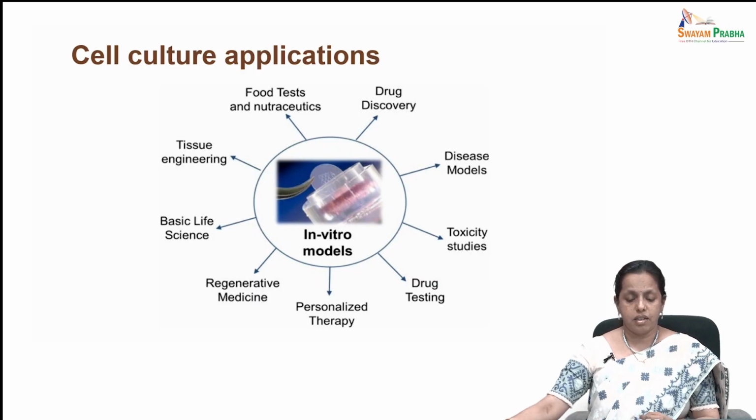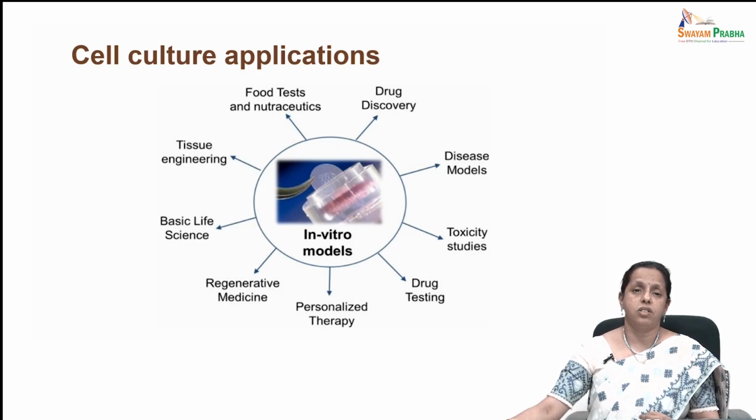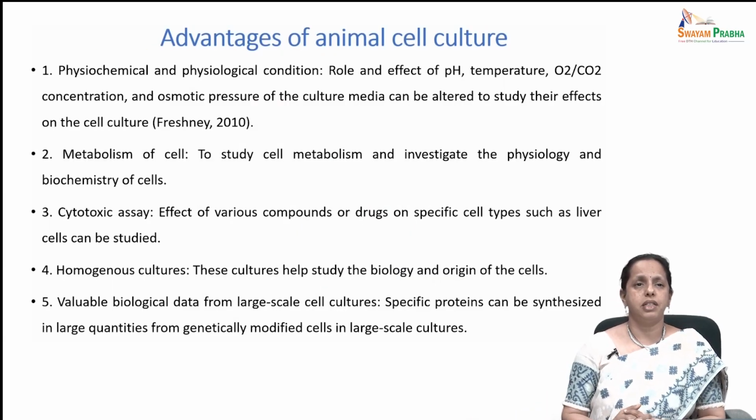And again, drug testing and personalized therapy. Yes, if we can take this particular cells, maybe the patient derived cells, and give the same anti-cancer treatment on this particular cell line of patient X, yes, we have personalized therapeutics being developed. And no wonder cell lines are also finding very good applications in food tests and nutraceuticals and in regenerative medicine. What are the advantages of using this animal cell culture?